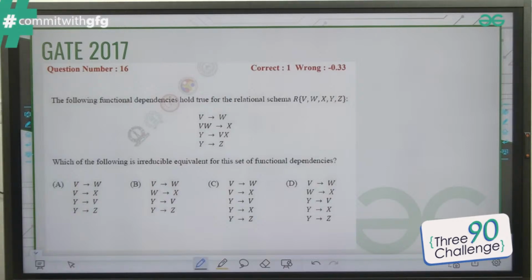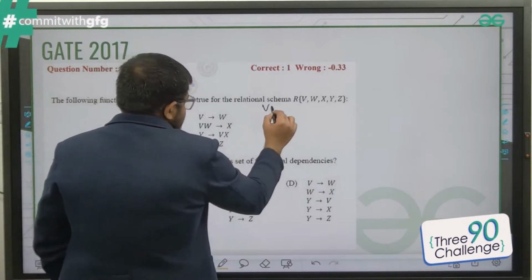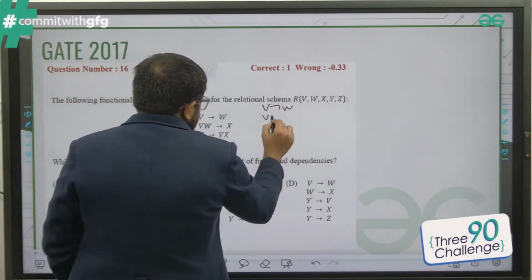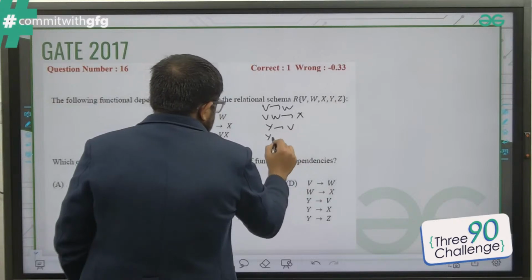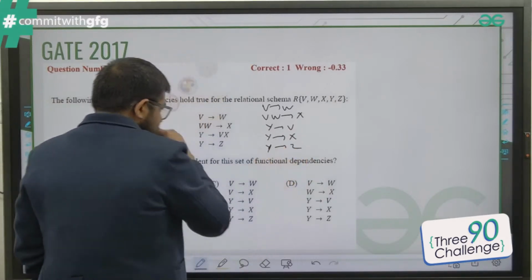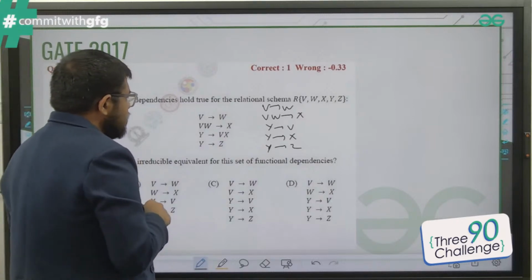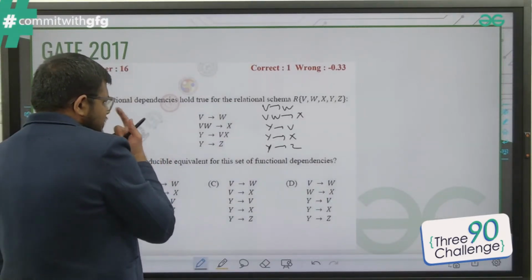So what I can do, first of all, is remove right hand side redundancy. So I will say V gives me W, VW gives me X, Y gives me V, Y gives me X, and Y gives me Z. Now I need to find the complete redundancy, so I can find V plus.